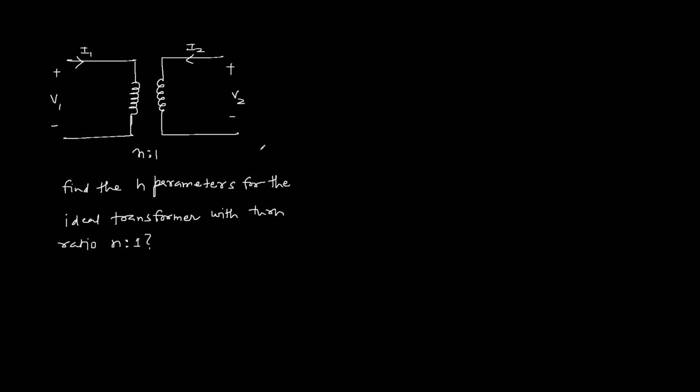For this given two-port network, we have to find the H parameters, and this two-port network is basically an ideal transformer with turn ratio n to 1. Now we know that for the transformer the turn ratio is n to 1. So this is basically n1 to n2. So for an ideal transformer, V1 over V2 is n1 over n2, and the direction of I2 is coming into the secondary. So negative I2 over I1 is n2 over n1. So V1 over V2 is basically n, and negative I2 over I1 is 1 over n.